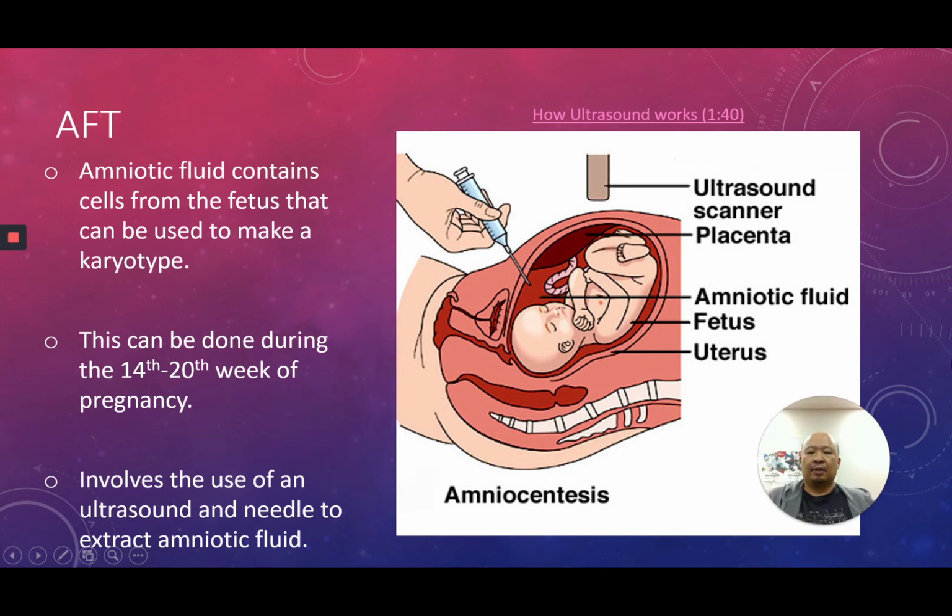So like I said, it does use ultrasound and a needle to extract that amniotic fluid. Now, some of you guys are probably wondering, what happens if you poke too hard, or if you insert the needle incorrectly? There is a slim chance of the baby moving sometimes, but for the most part, there is enough room inside the amniotic sac so that you would not injure the baby.